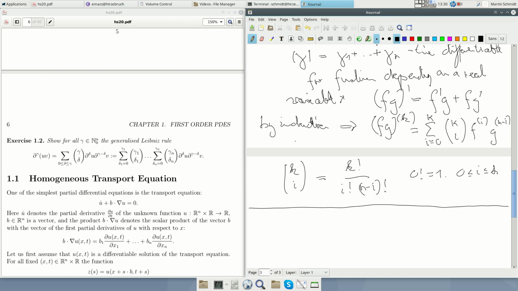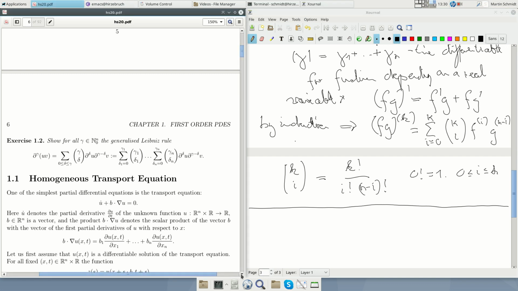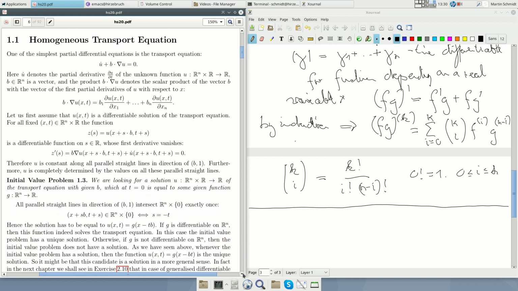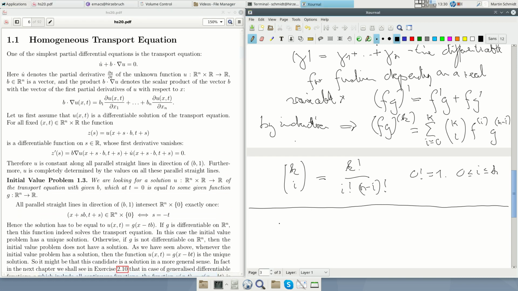Okay, so this finishes our preliminary introduction into PDEs: what are partial differential equations, and some notations. And now we start with the first example, which is the homogeneous transport equation. Here it's written: u is the unknown function.